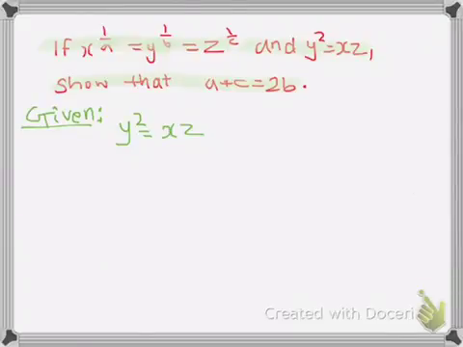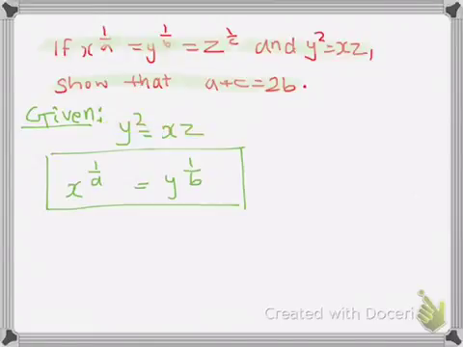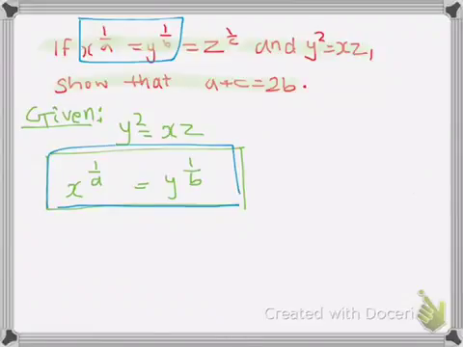Since we're given that y squared equals xz, let us first try to convert x and z in terms of y, so that the bases on both sides of the equation become the same and we can equate the power. To do that, I've taken one given information, that is x to the power 1 by a is equal to y to the power 1 by b. It's given in the question.